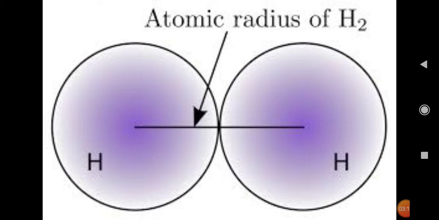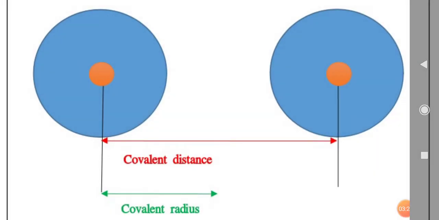Then came the idea of atomic radius. Atomic radius means the distance from the center of the nucleus to the outermost electron. But in the old days there was no accurate method for measuring this, so they used different techniques. One is the covalent radius. Covalent radius is defined as half of the distance between one nucleus and another nucleus in a covalent bond between two atoms of the same element.